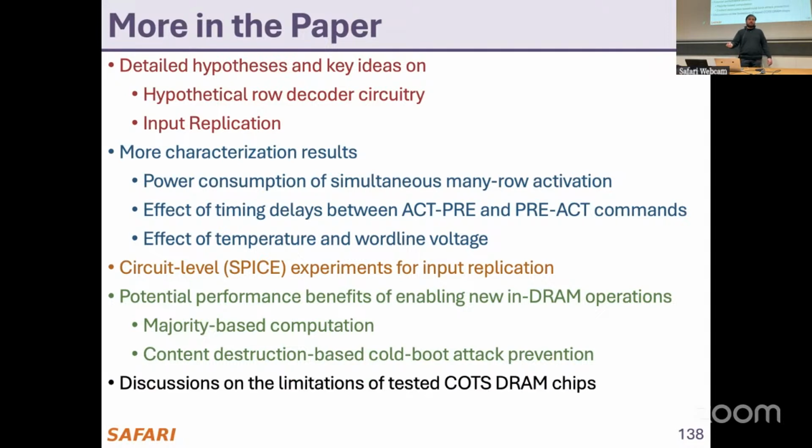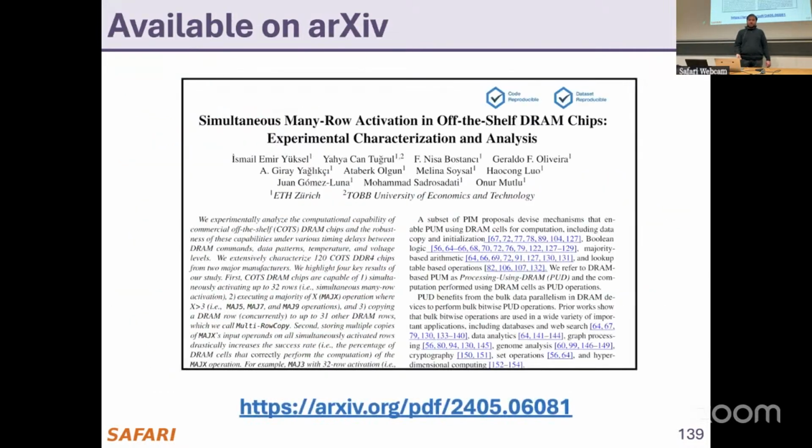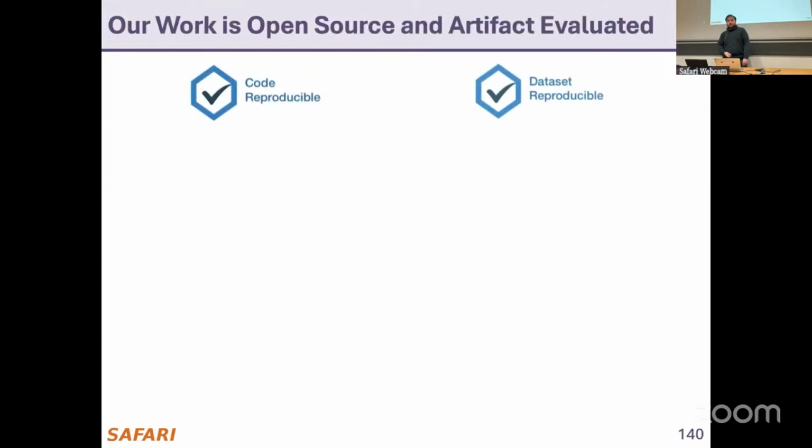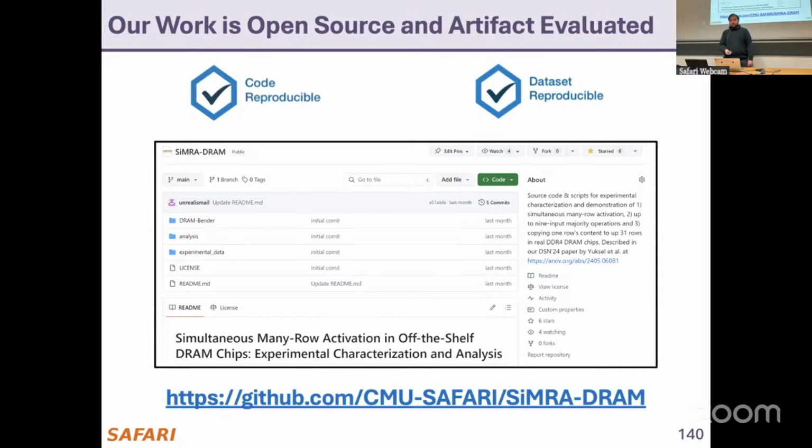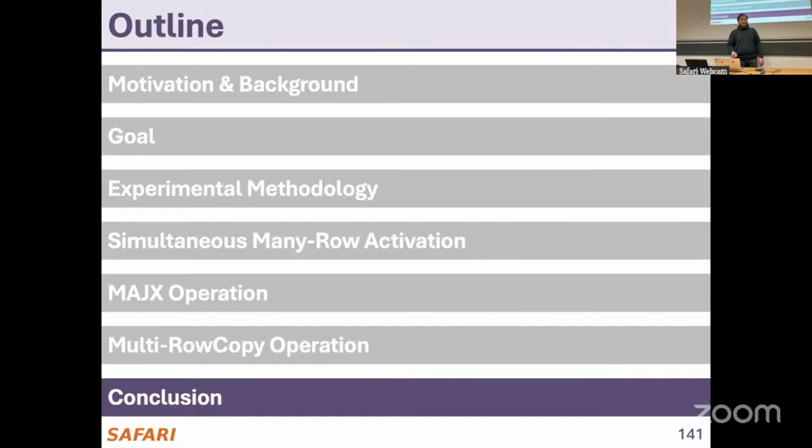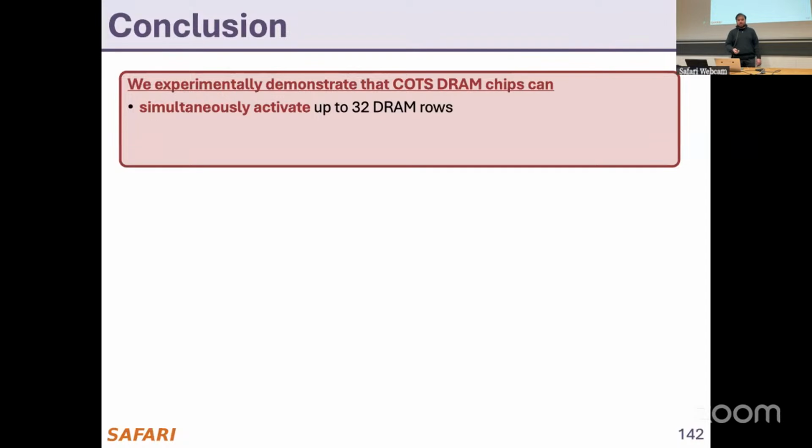And again, there are discussions on the limitations we face. The paper is available on arXiv, and it's also open source and artifact evaluated. If you have DRAM testing infrastructure at home, you can check it out and test it. Let me conclude my talk for this lecture.